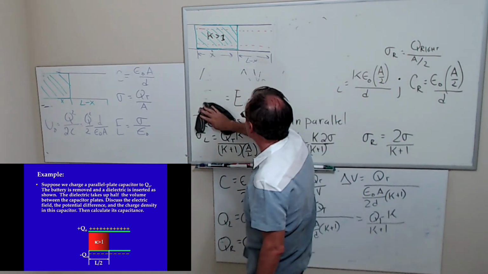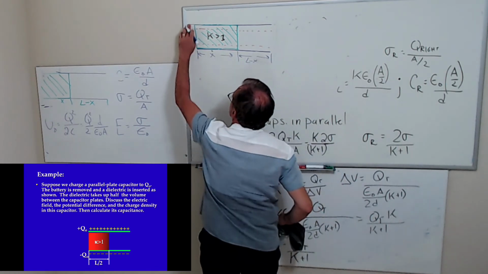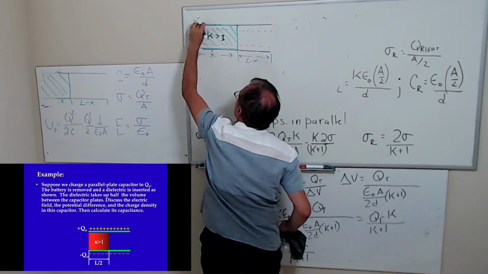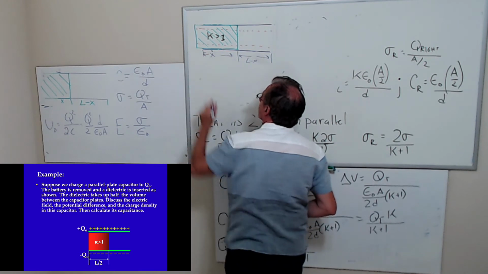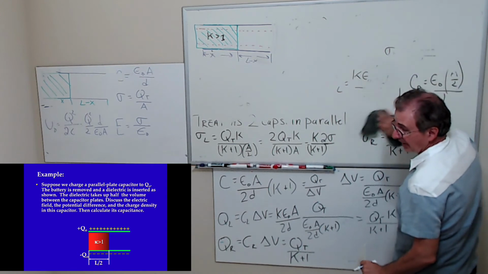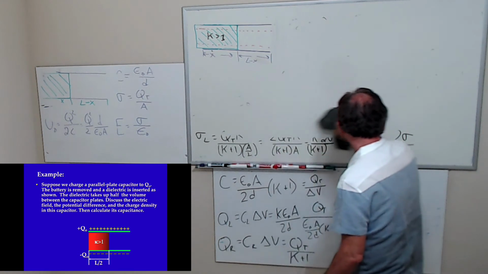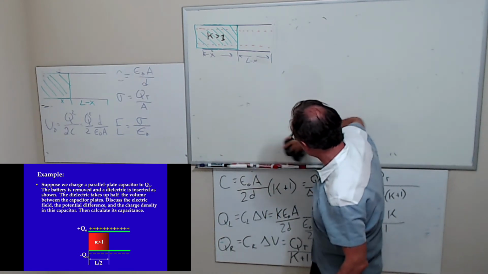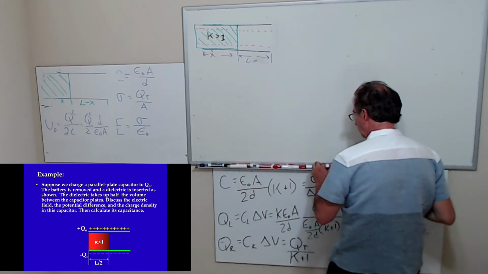Now, as I'm shoving the dielectric in between the plates, as I'm shoving the dielectric in, the total charge on the plate stays the same. The voltage does change, but the charge stays the same. And so I want to write my expression for U in the following manner.